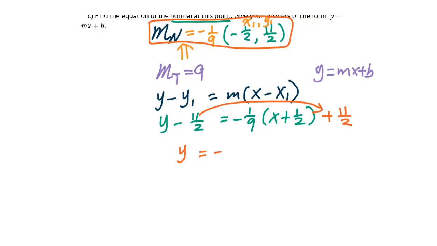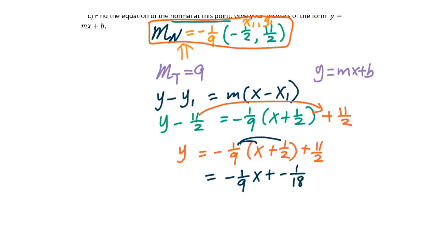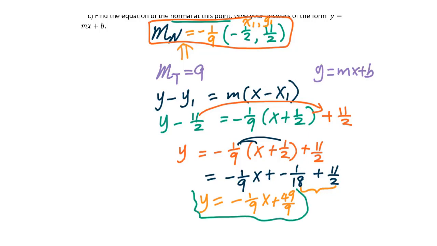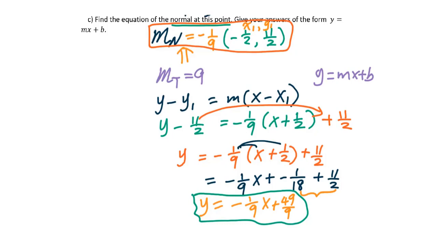y equals negative 1 over 9 x plus 1/2 plus 11 over 2. Then you have to do the distributive property. That will be negative 1 over 9x plus negative 1 over 18, then plus 11 over 2. You can use a graphing calculator for this operation. Then you can get negative 1 over 9x plus 49 over 9. This will be the equation of a normal line of the curve at x equals negative 1/2. For this normal line, I don't think we can use a graphing calculator to get the answer directly.